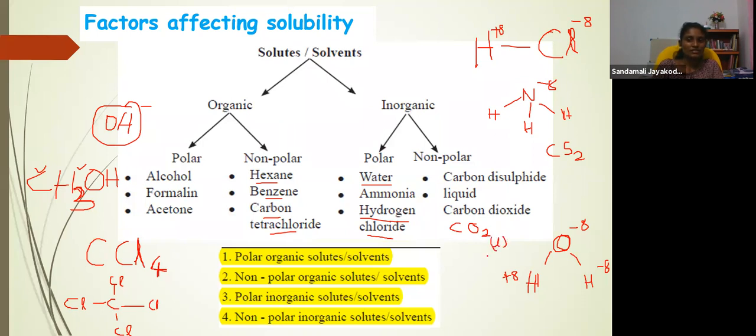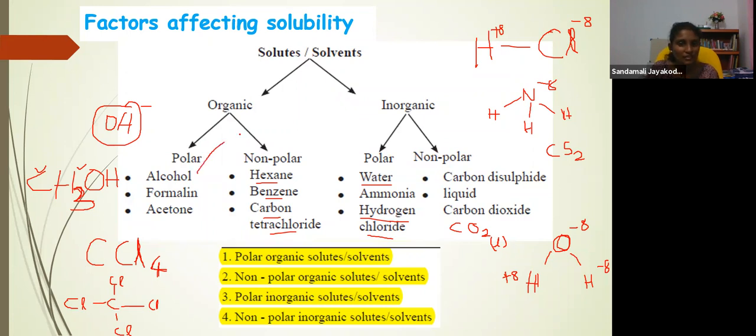Liquid carbon dioxide. So in that way, according to this division, we can define polar organic solutes or solvents. Now, there are some mixtures like that. Polar organic solutes and polar organic solvents come together. Non-polar organic solutes or solvents come together. Polar inorganic and non-polar inorganic. In that way, these types of solutes and solvents come together. If we take any of these couples, they dissolve each other.